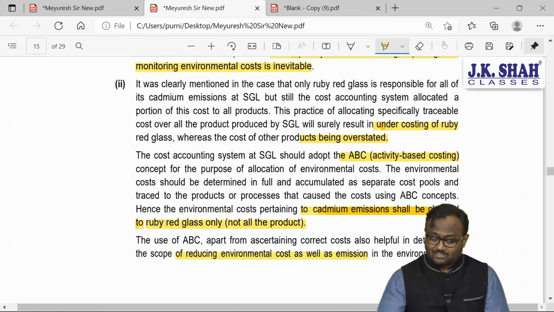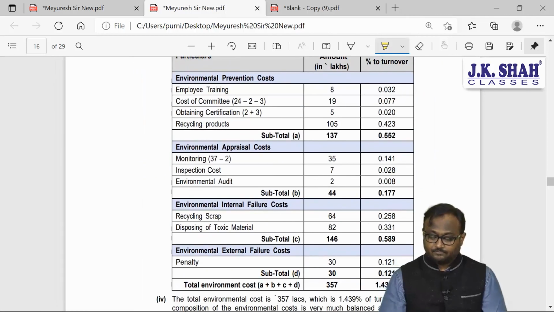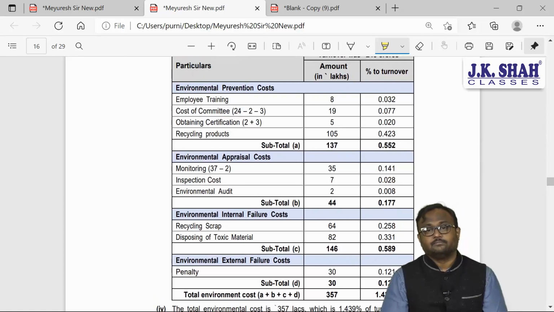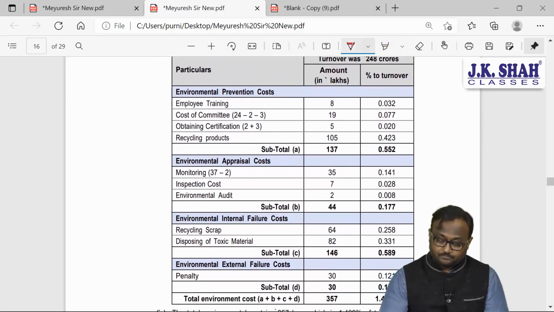And of course, you have the solution with you. You can find it out easily. It's one and the same. It has to be presented in this manner. I hope you understood the entire explanation related to this.